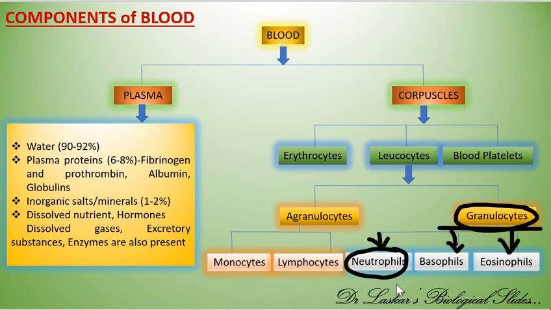These are the most numerous. They are stained with both acidic and basic dyes. Being phagocytic in nature, neutrophils engulf microbes, and it is called phagocytosis. They can remove cell debris, that means act as scavengers, and squeeze out through the capillary wall at the site of injury, that is known as diapedesis.